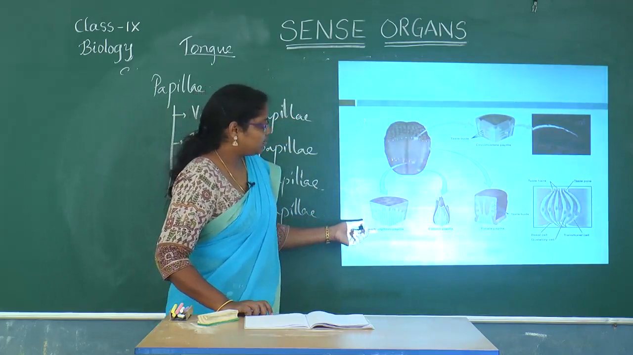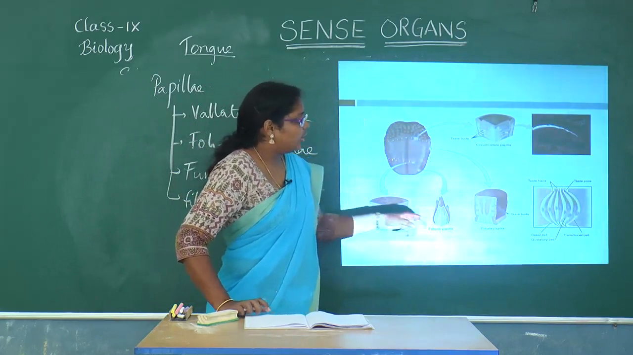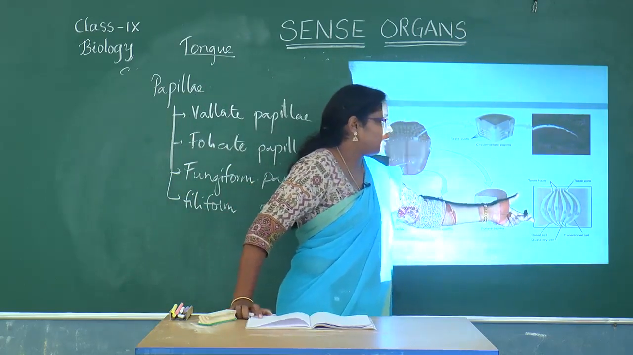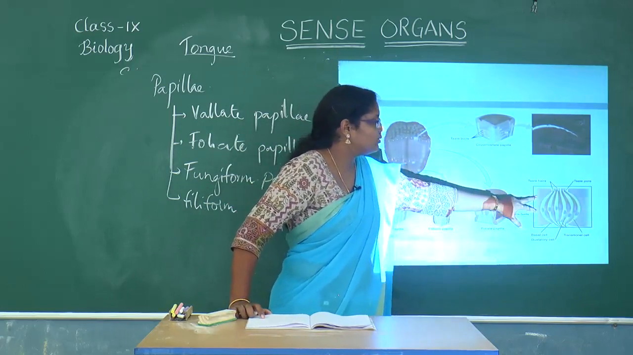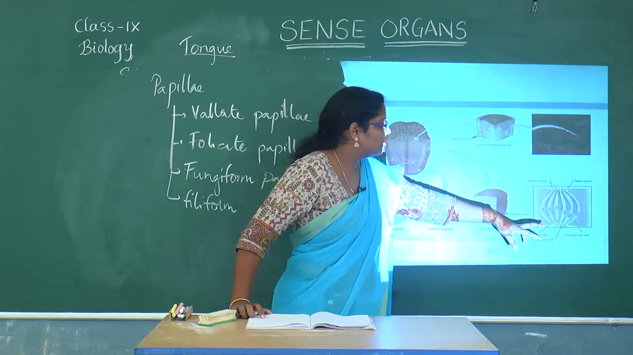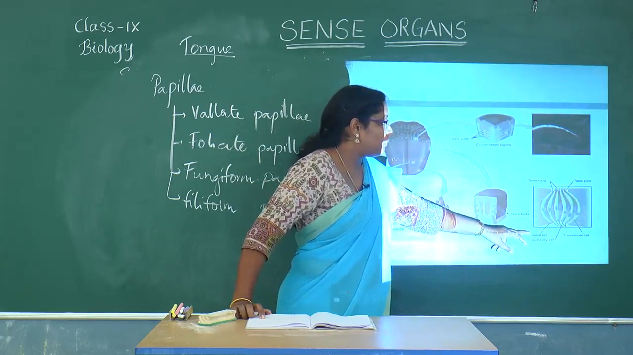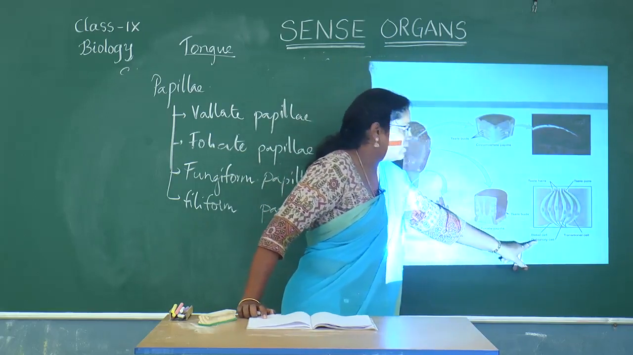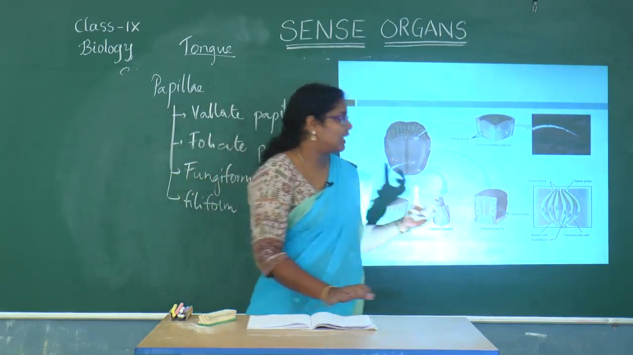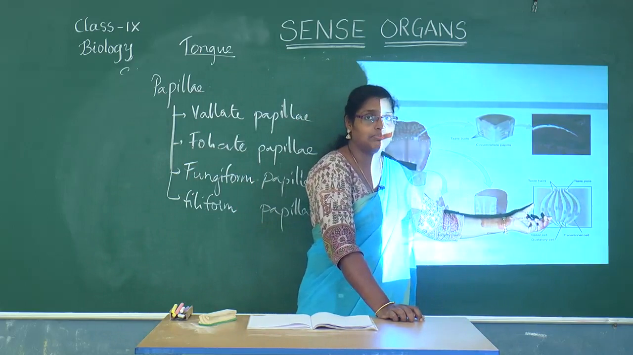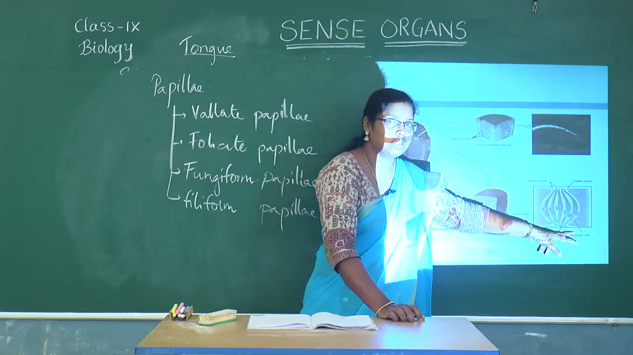Here you can see pictures of the different types of papillae, and here is a picture where we can see the sensory part of the tongue. There are 2 different types of cells present: transitional cells and gustatory cells. Gustatory cells actually sense the chemicals present in the food, whereas transitional cells are the supporting cells.